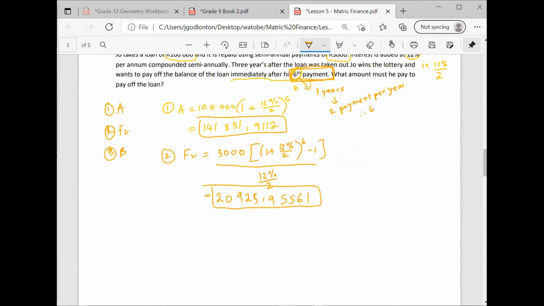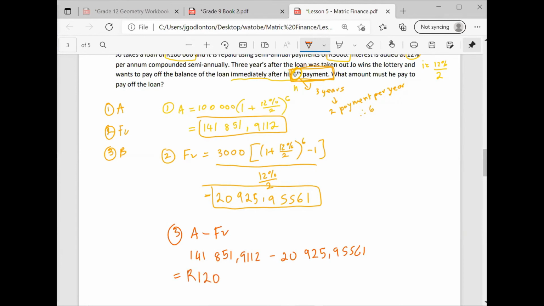Okay, let's go through our third step. Third step is we're going to take our A and we're going to minus our FB. Oh yes, well done, Nala. So 141,851.9112 minus 20,925 Rand 95561. And let's chuck that in. But we should get, oh, well done, Kanya, 120,000.